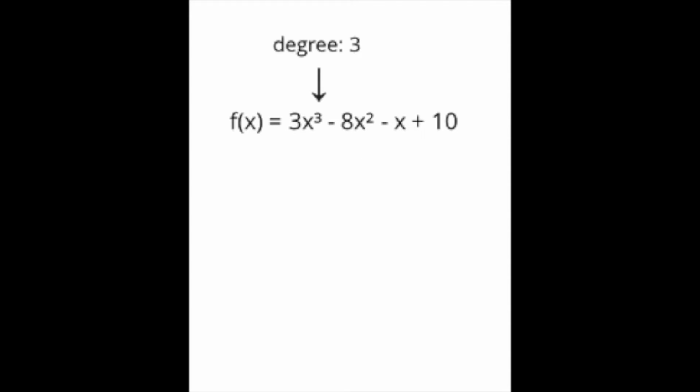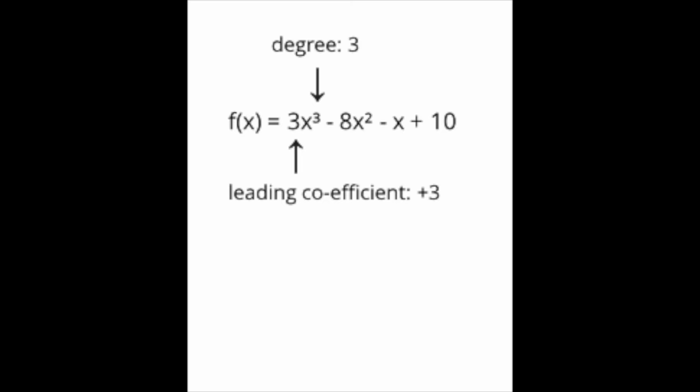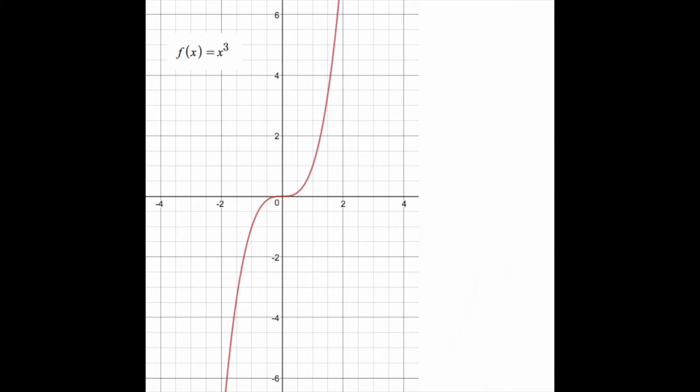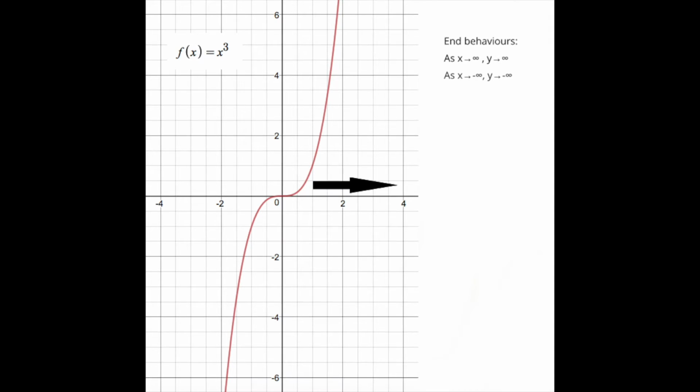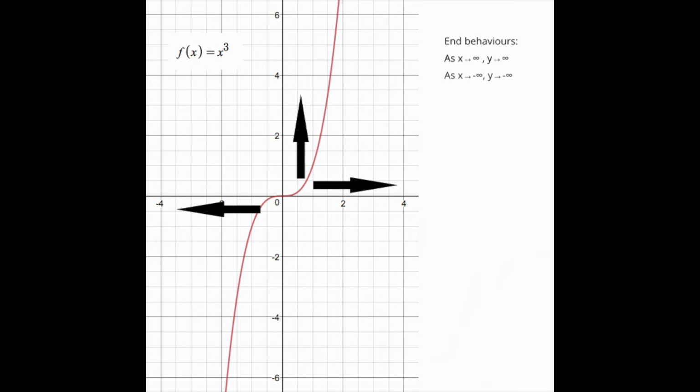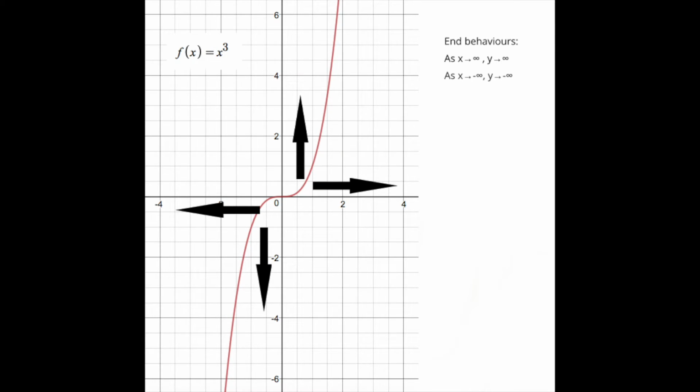Since this is a cubic function with a positive leading coefficient, the end behaviors will be the same as f of x equals x cubed. Here I have the graph of f of x equals x cubed, and here are its end behaviors. You can see, as x reaches infinity, y reaches infinity, and as x reaches negative infinity, y reaches negative infinity.